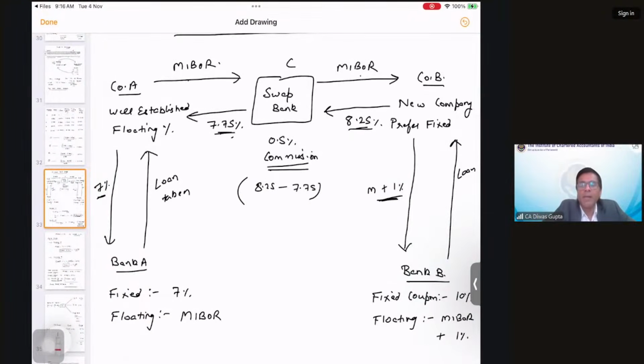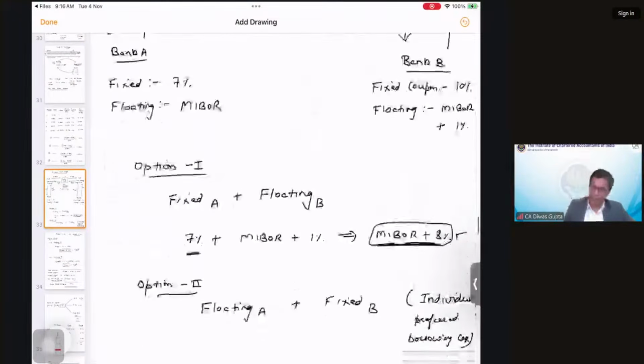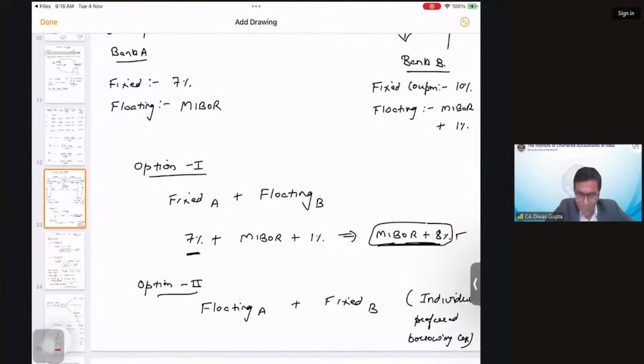Okay, and the swap bank, what it will do, it will actually see both the proposals and do some calculation. Now, what is that calculation? Swap bank will say, okay, let me figure out two different options. Option one, if company A borrows in fixed, which is at 7%, and company B borrows in floating, which is MIBOR plus 1%, overall it will give us MIBOR plus 8% for the overall borrowing amount.